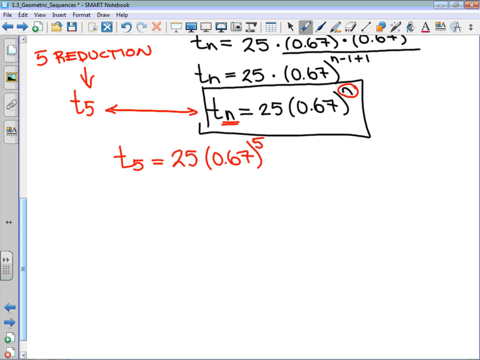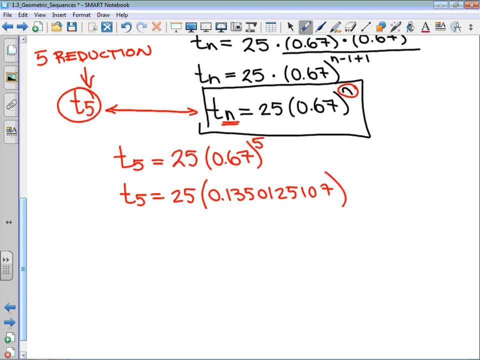This little 5 on the term is just there to know that we're talking about term 5. Otherwise, if I just wrote T, which term is it? Is that T1, T2, T3? We don't know. But now I know that this is the 5th term in the geometric sequence. At this point, we certainly need to grab our calculator. I'll give you what that value is just to make sure that we're putting it in correctly. 0.67 to the power of 5 is a little bit gnarly. It's 0.1350125107. When I multiply that by 25, after 5 reductions, this photograph is going to be 3.3753127. I'm putting all those decimals so you can check your work on the calculator.